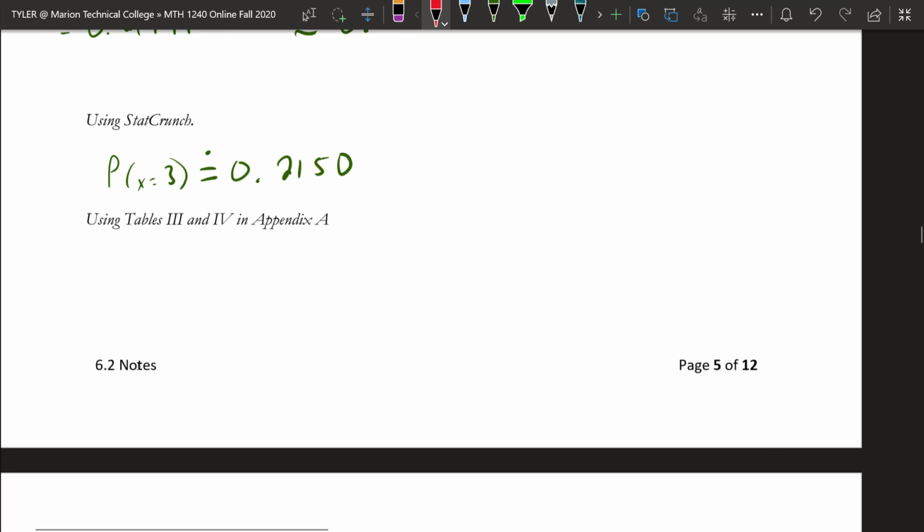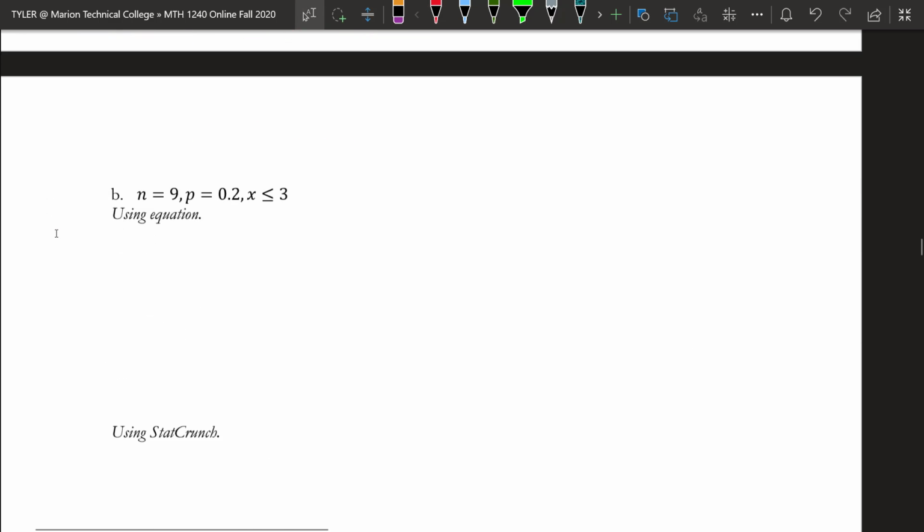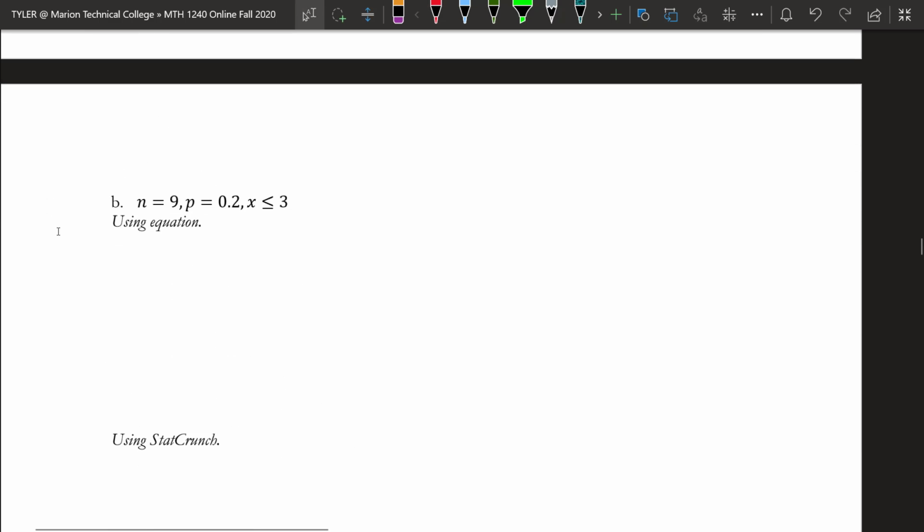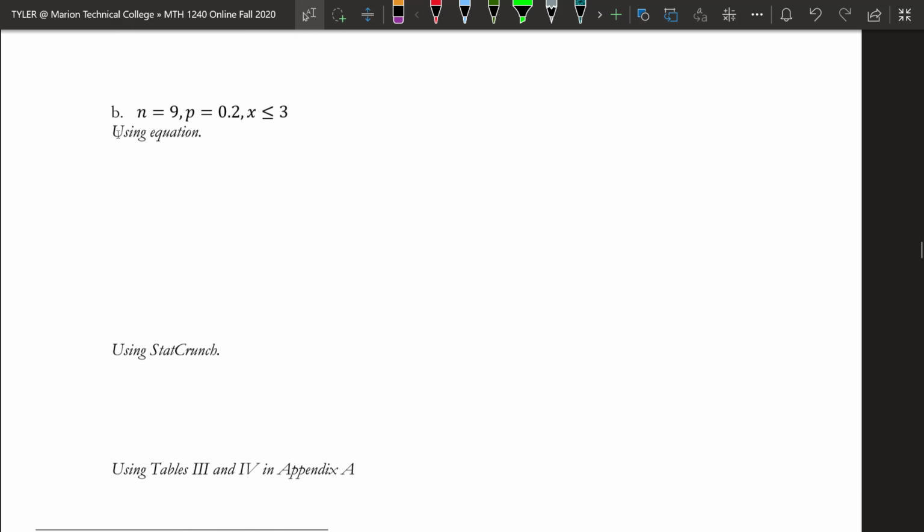All right, so we still got the probability of x equals 3 is equal to 0.2150. All right, so the next one, part B, is we're given n equals 9 and p equals 0.2, but this time x is less than or equal to 3, right? So something that we have to understand is we're finding the probability.